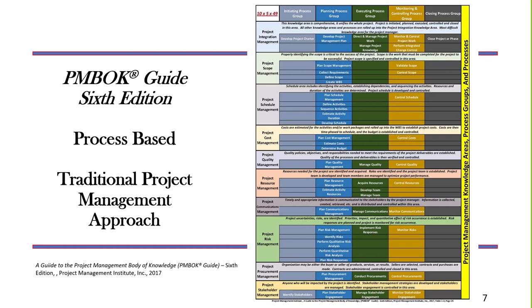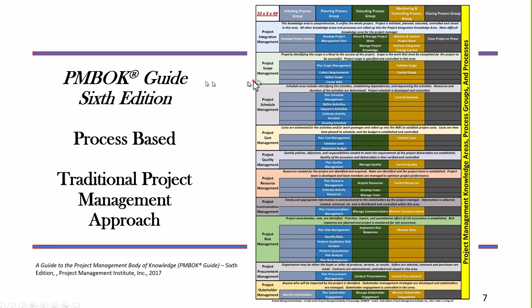So in this, you can see that we have 10 different knowledge areas going down the left side. We have the 5 process groups going across the top. And then internal to this, we have 49 different processes that we use to help us initiate the project, plan the project, execute the project, monitor the project, and then ultimately close the project itself.